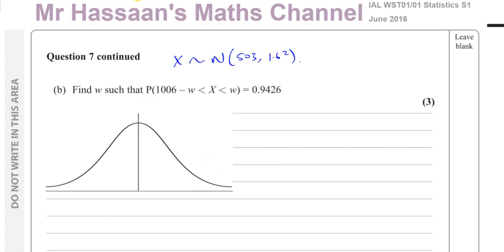So you have two values basically. You have a value over here, which let's call that W. Because this is quite a large area, it's going to encompass more than half of this graph. So you're going to have a value on this side, and of course, because the area is 0.9426, it has to be more than 0.5, so it has to go onto this negative side of the z value. So 1006 minus W must be below the mean, and this must be above the mean for you to have that much area between them.